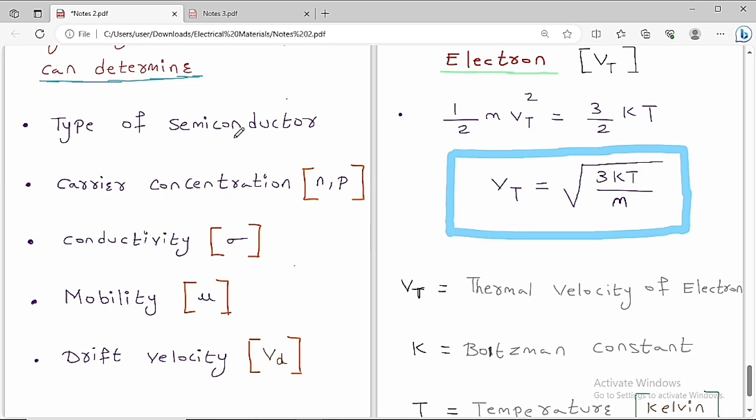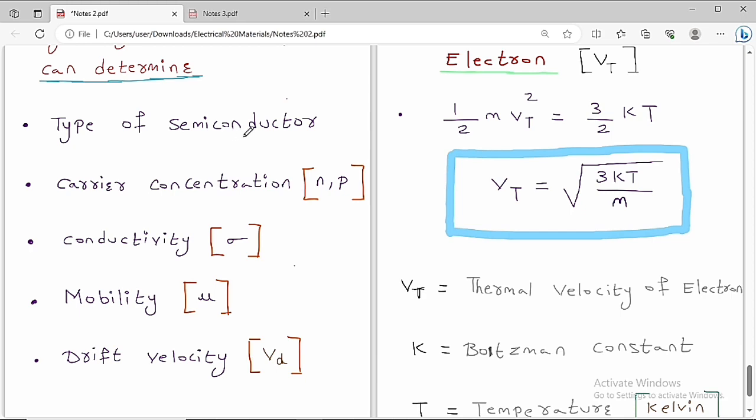I request you to go through all these five things. Whenever you know the polarity of the Hall voltage, we can figure out what type of semiconductor it is. If the polarity of the Hall voltage is positive, it is a P type semiconductor. If it is negative, it is an N type semiconductor. We can also determine the carrier concentration, whether electron or hole concentration, the conductivity of the material, sigma, the mobility of the electron as well as hole, and the drift velocity, Vd. All these five things you can figure out with the help of the Hall effect.